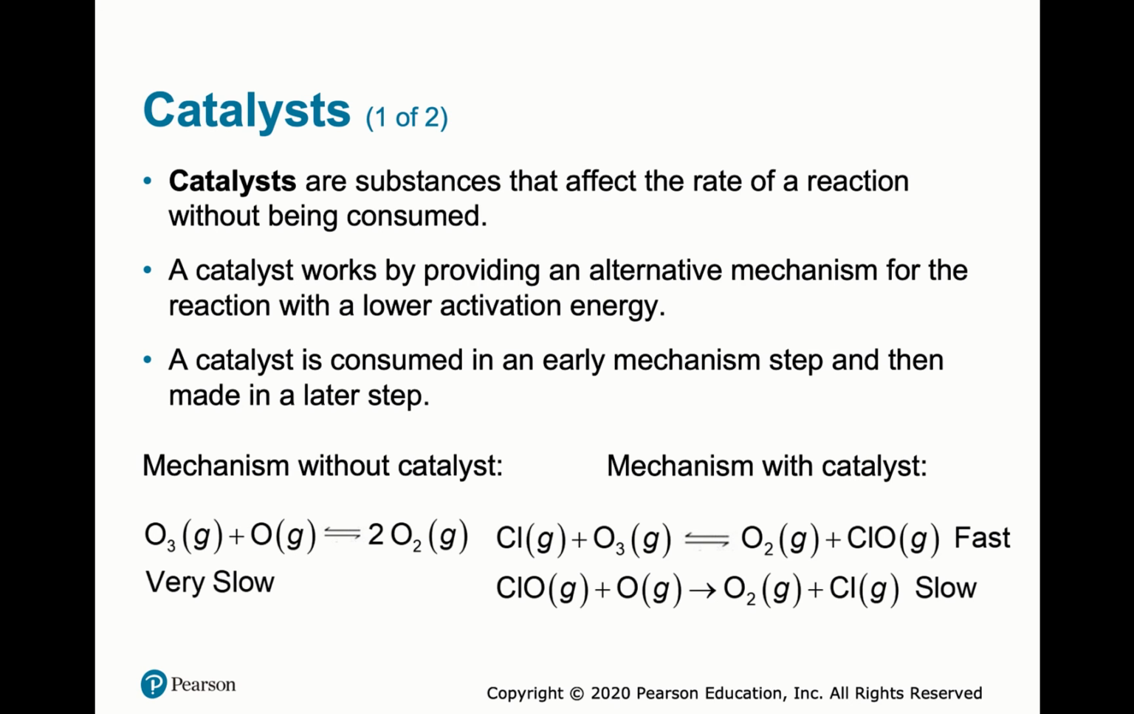For instance, ozone plus oxygen radical makes two diatomic oxygens, but including chlorine in the gaseous phase can create the ClO intermediate, and this proceeds at a faster rate. You can see this is a homogeneous, same phase, catalyst. So ClO is generated, but it's also consumed, and the catalyst is then generated again. It can go on and break apart more ozone.